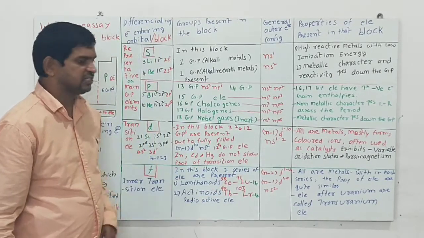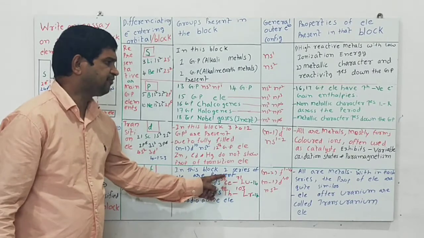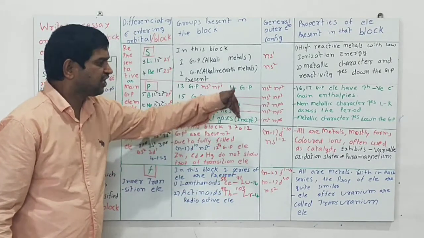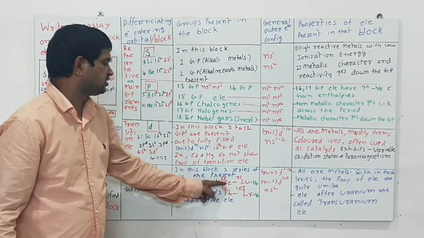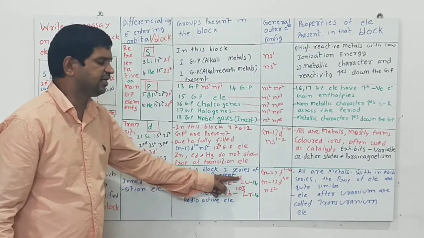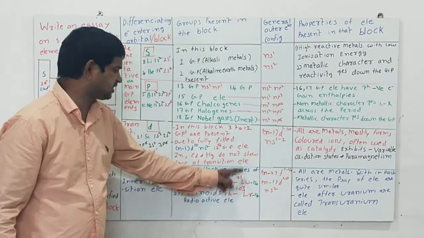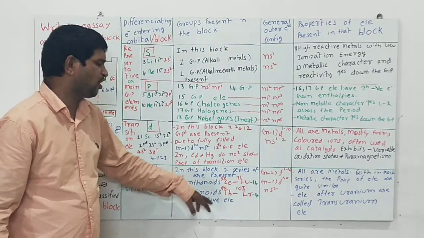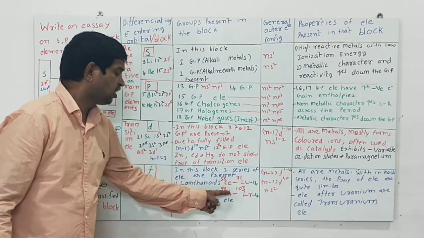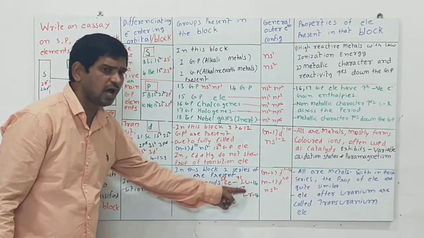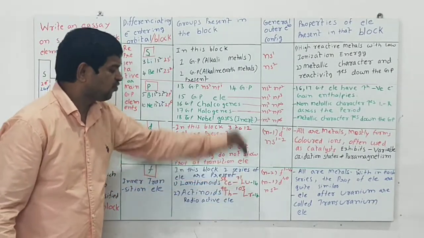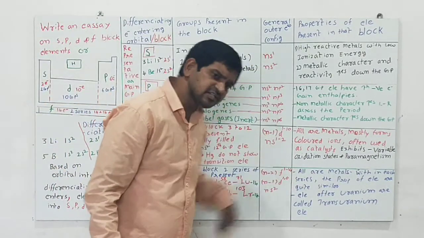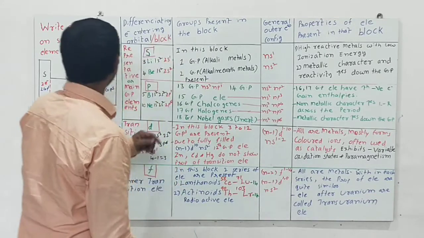First series is lanthanides. In this, cerium 58 to lutetium 71, 14 elements are present. So atomic number of cerium is 58 and atomic number of lutetium is 71. The second series is actinides. These are known as radioactive elements. In this, thorium 90 to lawrencium 103, 14 elements are present. Regarding the properties, all are metals.